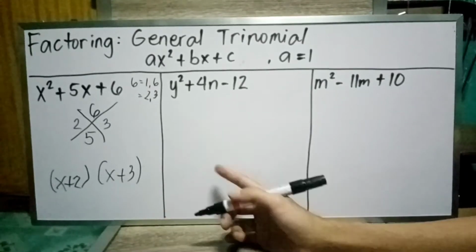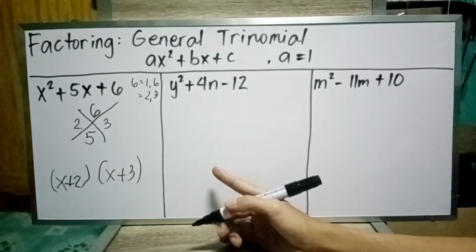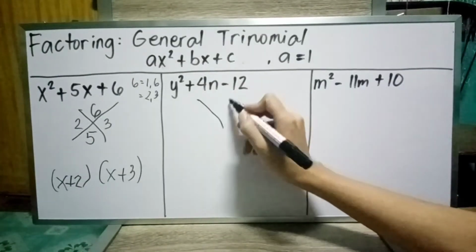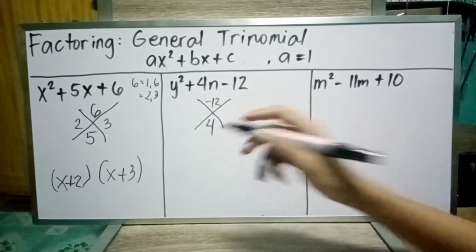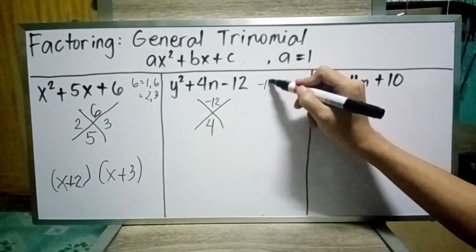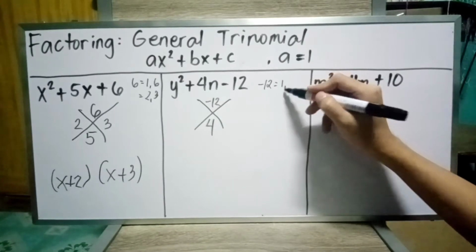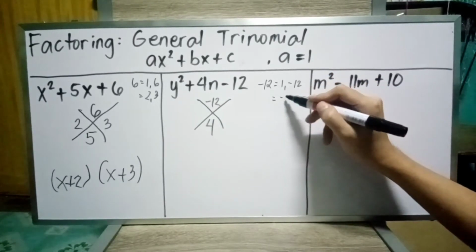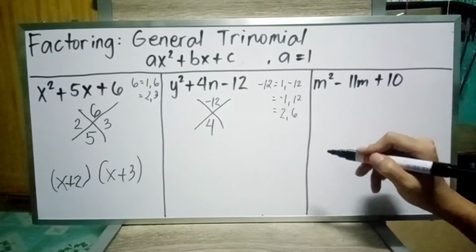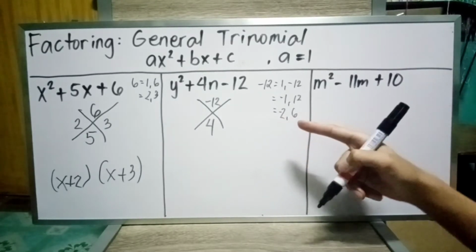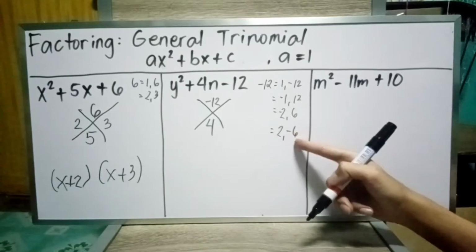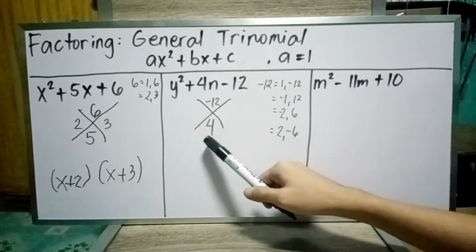Next, here we have y squared plus 4y minus 12. So we're going to get the constant. The constant here is negative 12. We have to think of a factor of negative 12 that will give you the sum of 4. So what are the factors of 12 or negative 12? It can be 1 and negative 12. It can be negative 1 and 12. It can be negative 2 and 6, that is negative 12. It also can be 2 and negative 6. 2 times negative 6 is negative 12. But which one satisfies here?